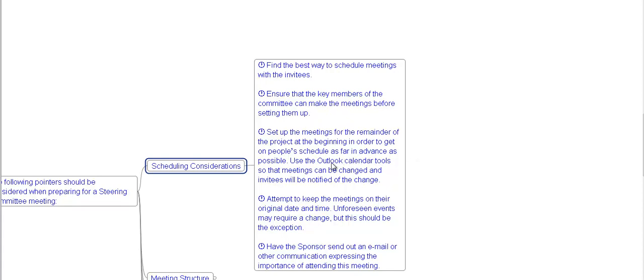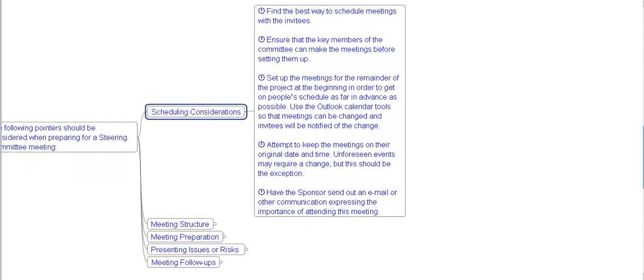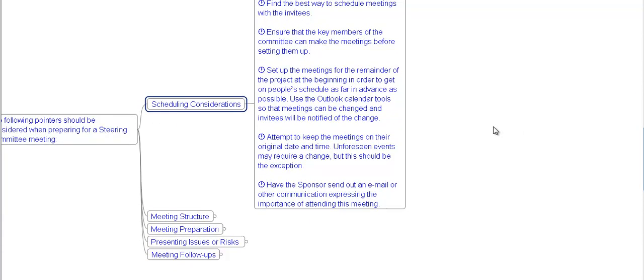Use the Outlook calendar tools so that meetings can be changed and invitees will be notified of the change. Attempt to keep the meetings on their original date and time. Unforeseen events may require a change, but this should be the exception. Have the sponsors send out an email or other communication expressing the importance of attending this meeting.